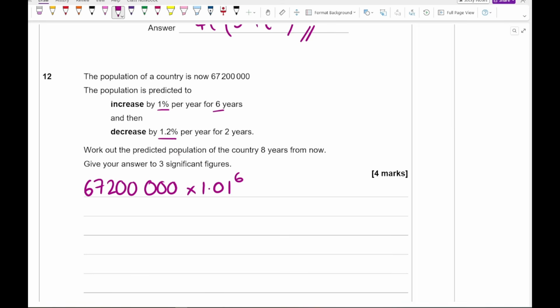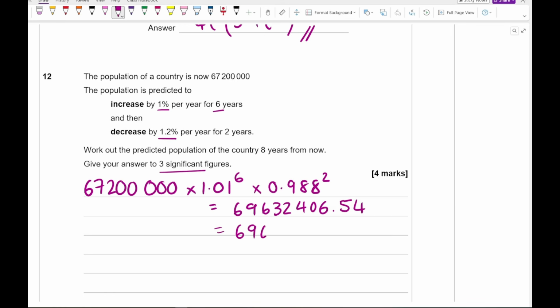It's going to give me 98.88. So that's going to be multiplied by 0.988 to the power of 2. And if I type that all into my calculator, then I get an answer of 693,632,406.54. And then what we then need to do is just round this number to 3 significant figures. So that's going to be 696, then 1, 2, 3, 4, 5 zeros, and there is my final answer.